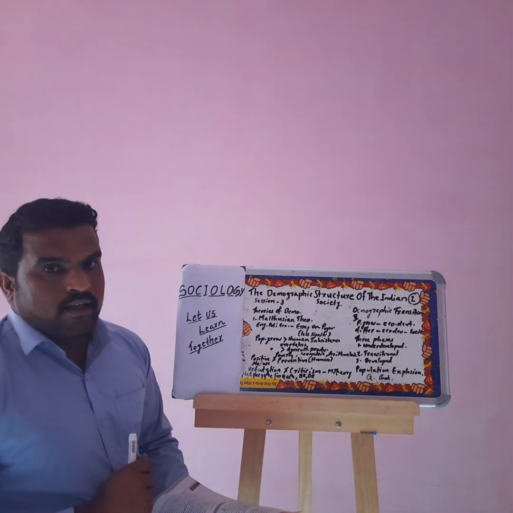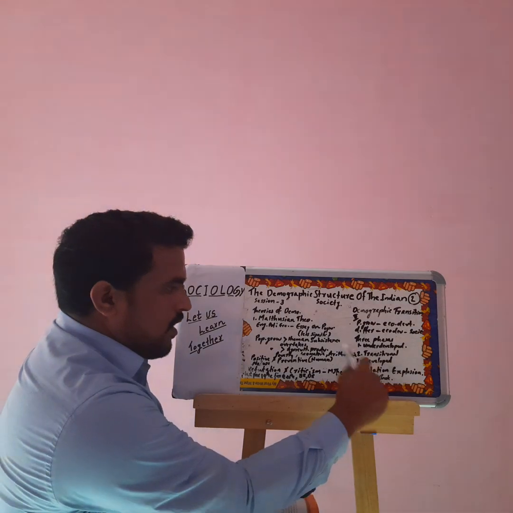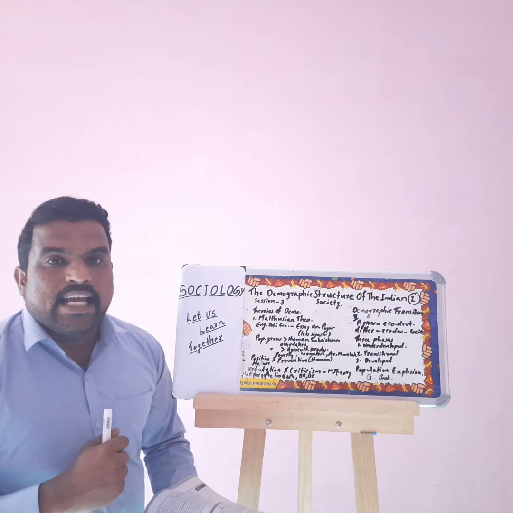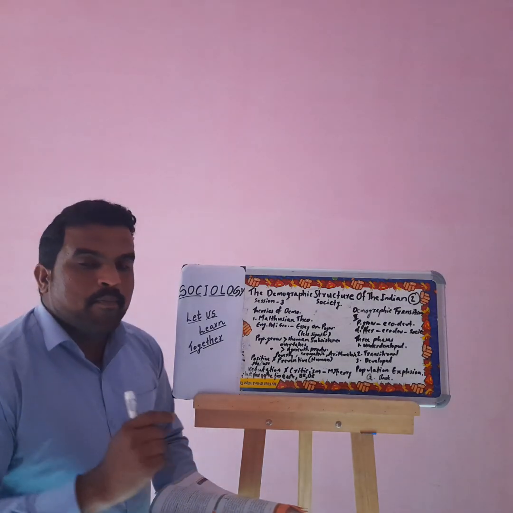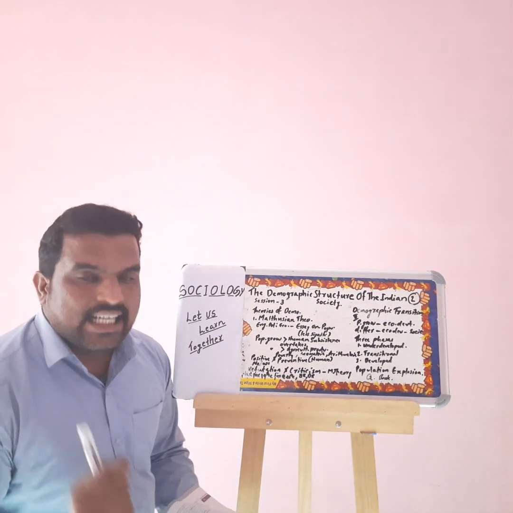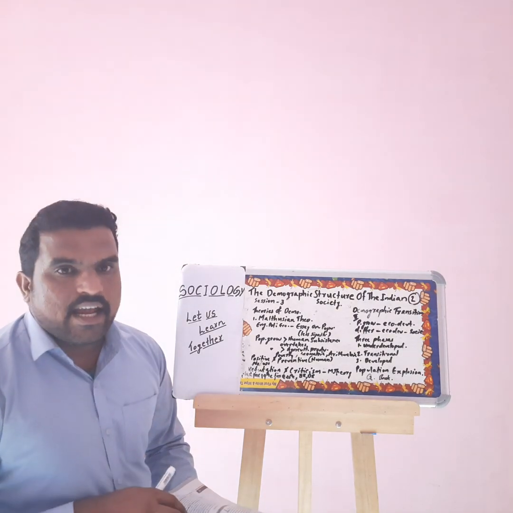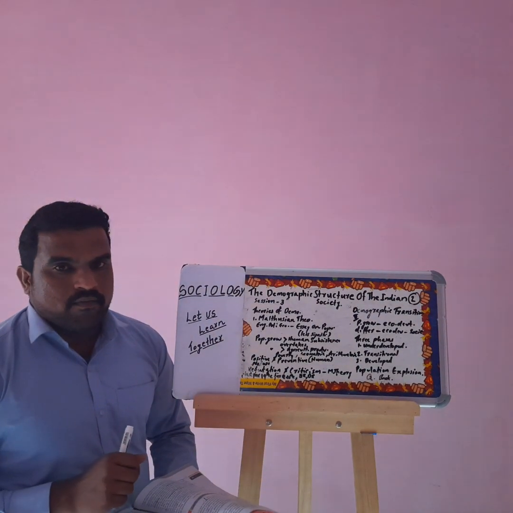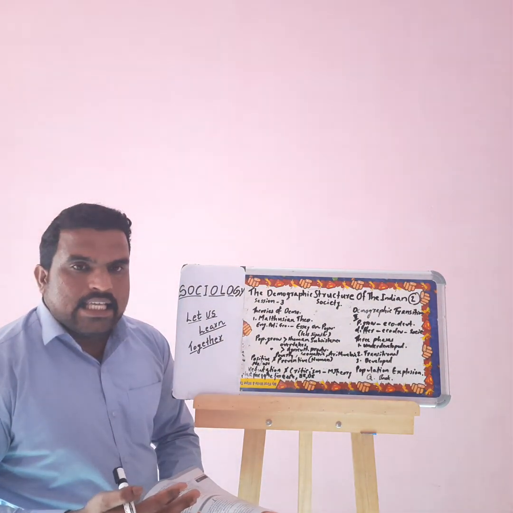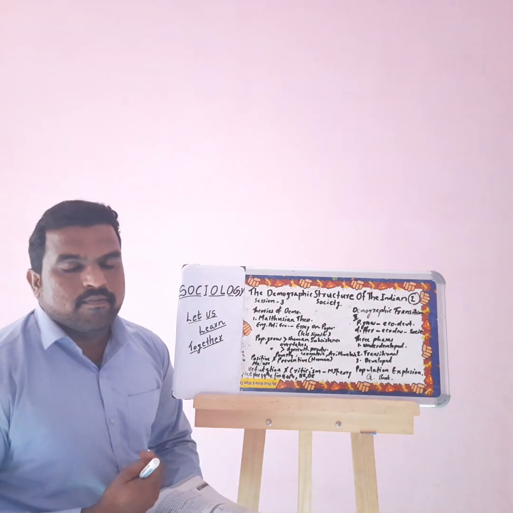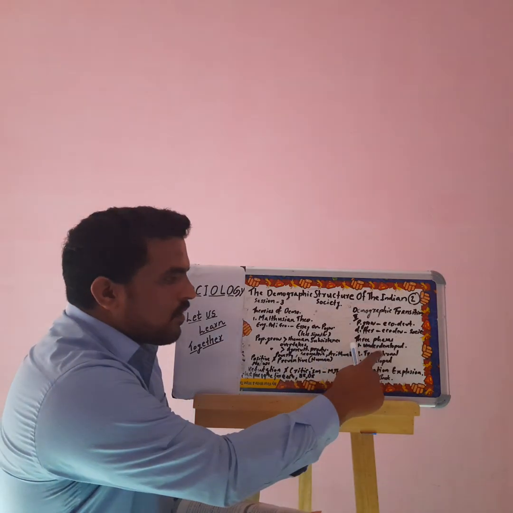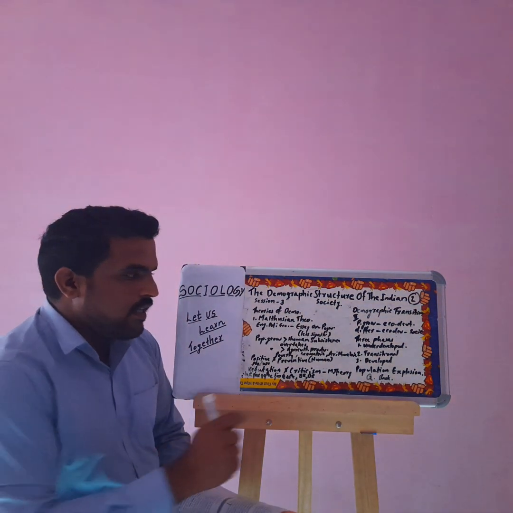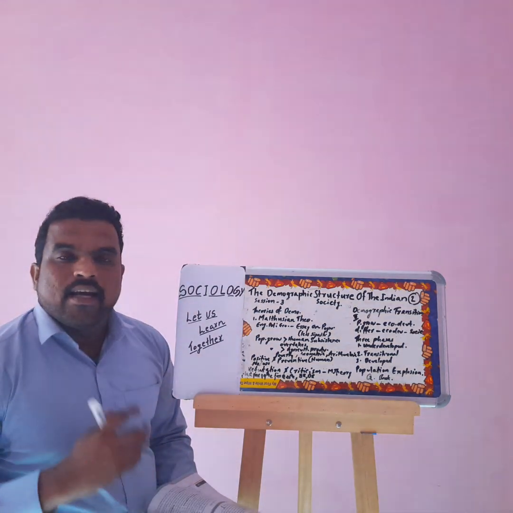The third phase is what happened in a developed society, where both birth and death rates declined. This is all about the demographic transition, how the society undergoes changes. First, there were underdeveloped societies. Next, the changes happened to the society. Then, the society became a developed society.